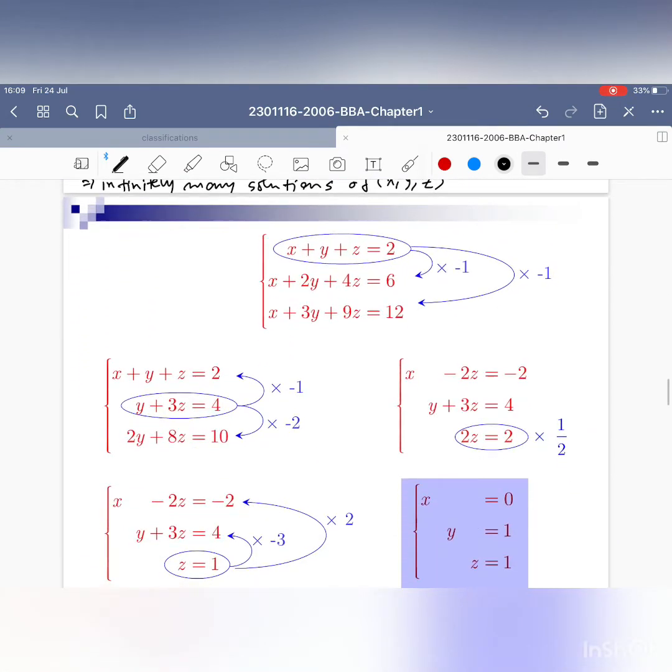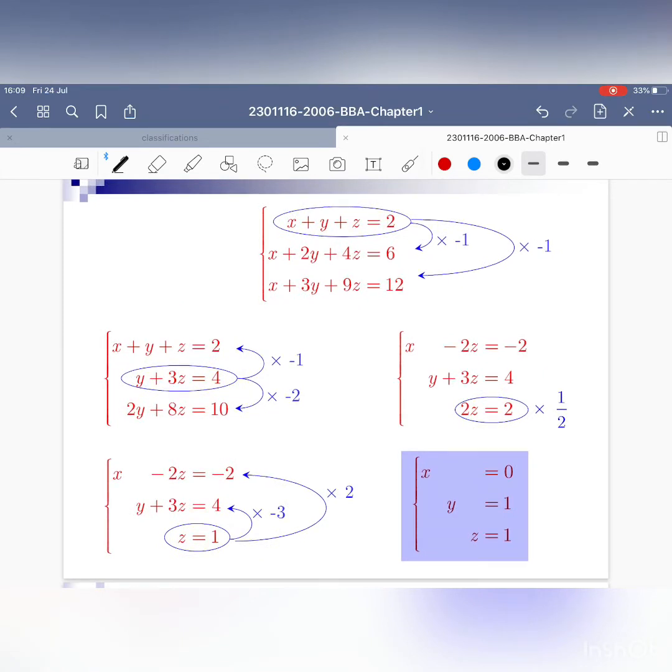How about this one? This is the one that you may be very familiar with. You got three equations, 1, 2, and 3, and you also have three unknowns, x, y, and z. So the first one, if you add them up, you get 2. Your second one, x plus twice y and 4 times z, is 6. And if your x again adds 3y and also 9z, you get 12. So you are going to solve for x, y, and z.